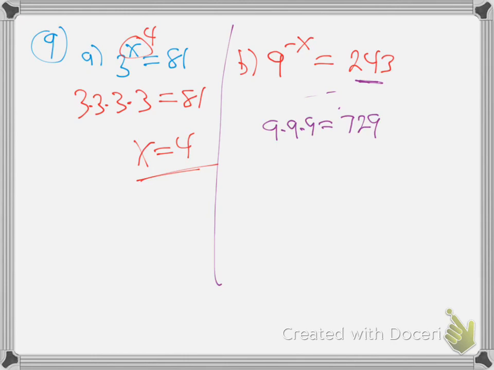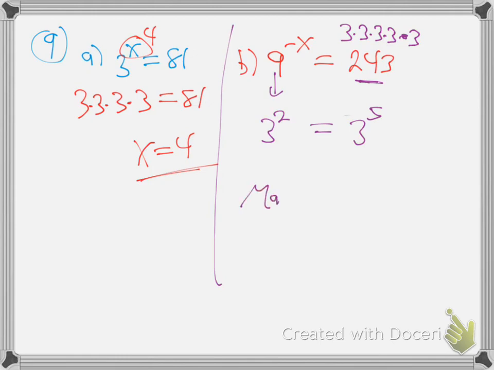So what are we going to do? It's not like the part A there. So what you have to do is rewrite 9 as 3 squared. And take your calculator for 243 and just start multiplying a bunch of 3's. And I think you need, isn't it 5 3's? Yeah, 5 3's. So this is 3 to the 5th. So you have to make the bases the same. That's the trick.